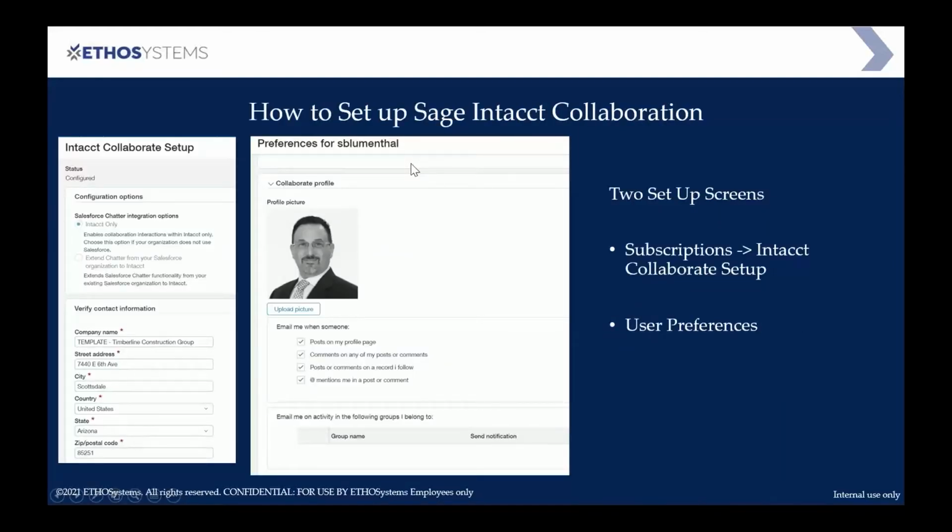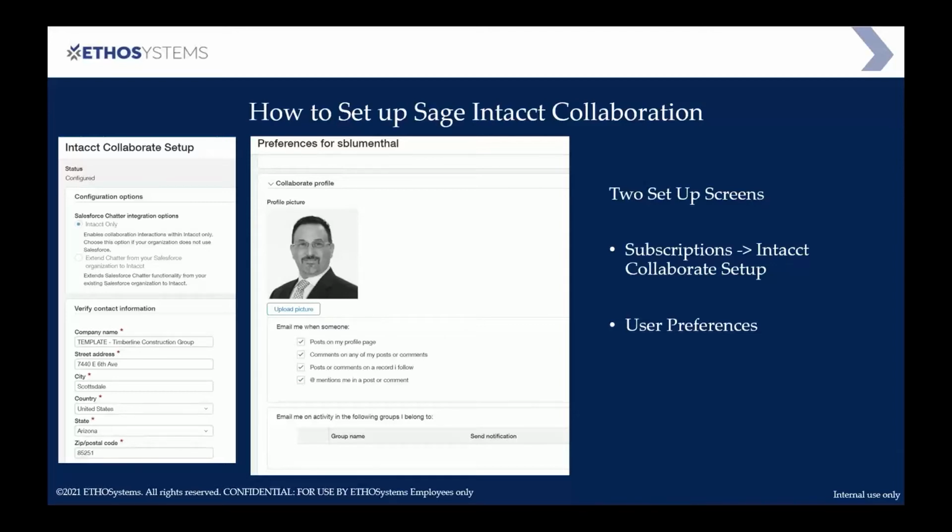There are two parts to setting up collaboration, and we're going to go through this in the demo, just to make sure everyone is set. The first thing is that you have to set up Intacct Collaborate. You would go to the subscriptions area under the company, click on Intacct, and then within the subscriptions, click on Intacct Collaborate Setup. If for some reason that is not in there, that means that you were not subscribed to it.